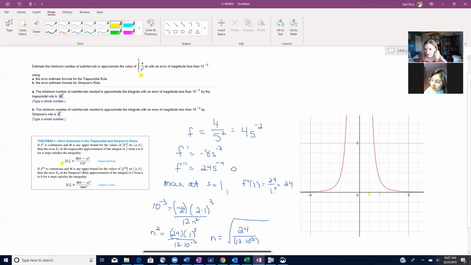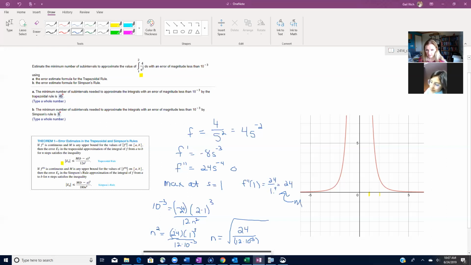Does that make sense? Yes. Okay. So we'll figure out what that value is. If we plug 1 in, we get, of course, just 24. So that is our second derivative bound, which is our m that we're going to use in the formula. So that's our m.